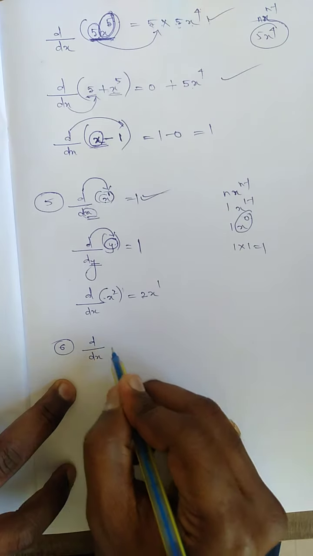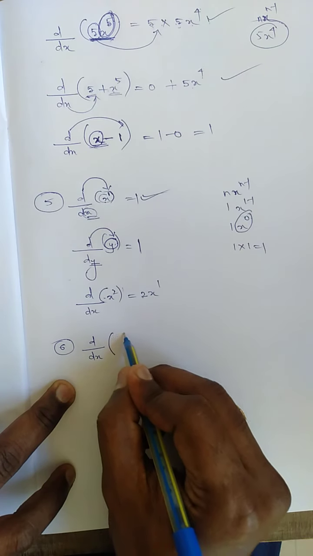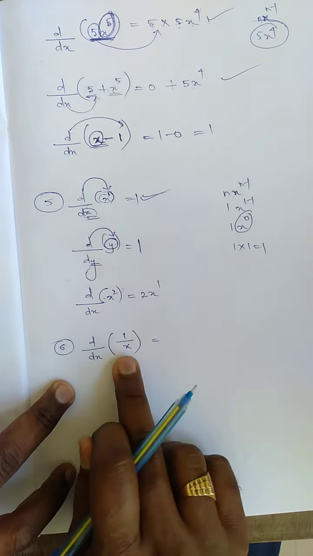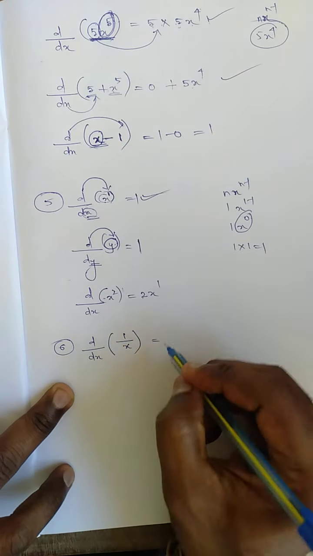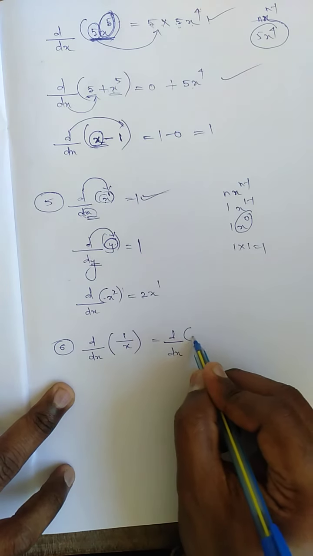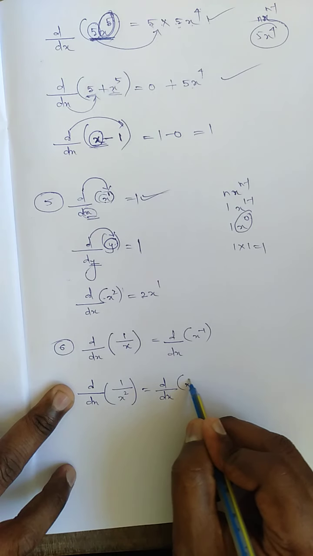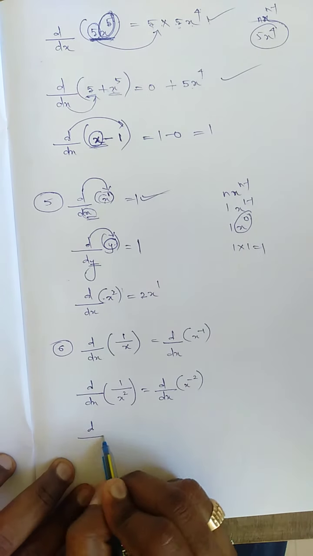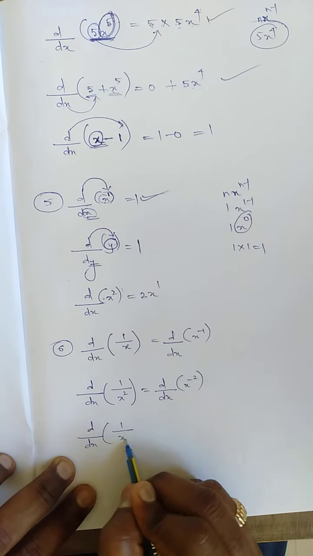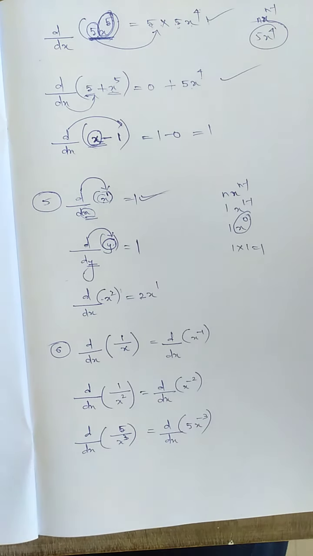d by dx of 1 by x, where x is on the denominator. You need to write d by dx of x power minus 1. Suppose d by dx of 1 by x square, you need to write d by dx of x power minus 2. d by dx of 1 by x cube, or 5 by x cube, is d by dx of 5x power minus 3.